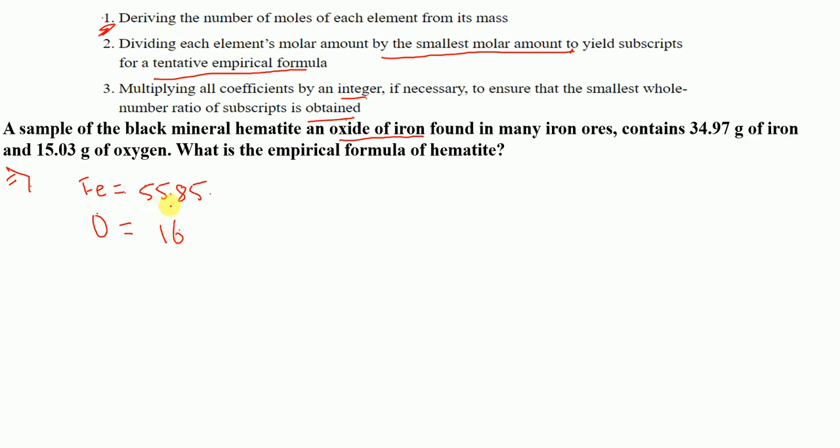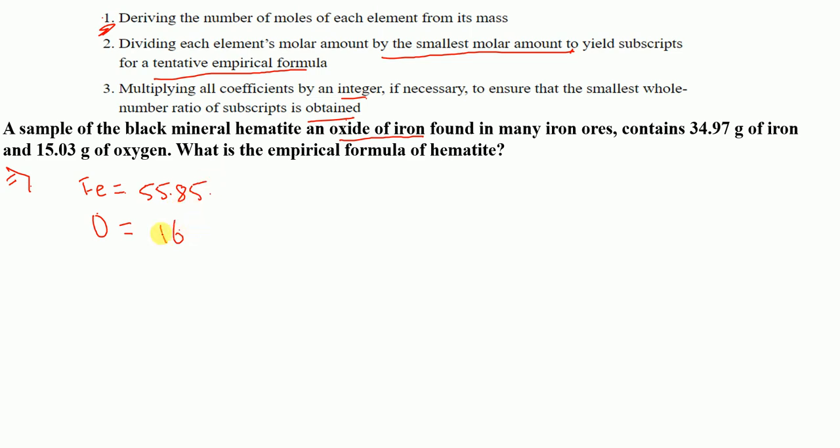From where did these numbers come, guys? If you look in the periodic table, you will find these numbers. 55.85 is the atomic mass of iron, and 16 is the atomic mass of oxygen. You either have to memorize these, or these numbers will be given to you in your examination.